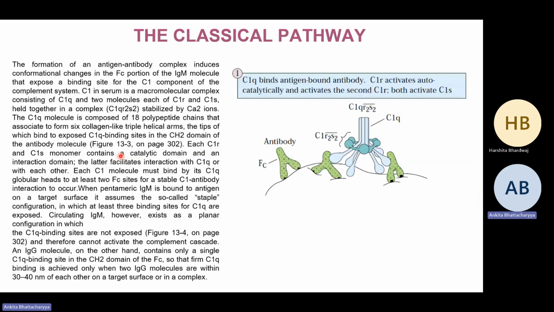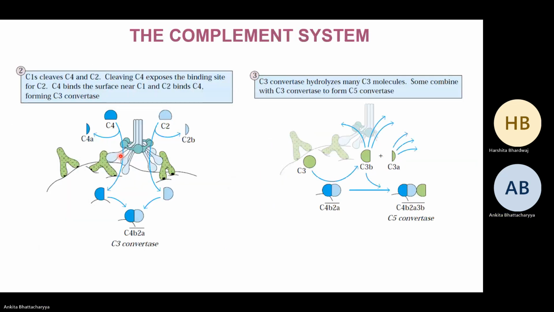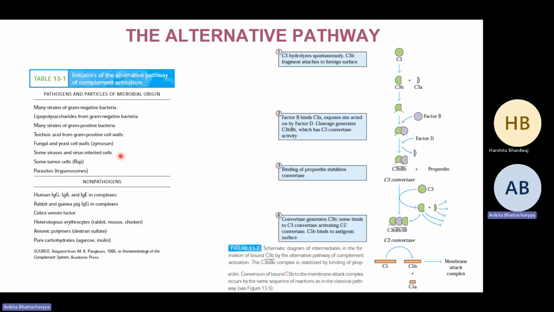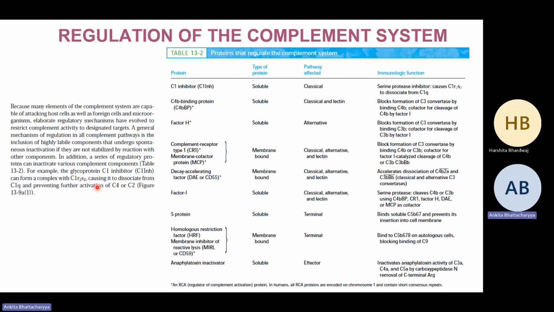I'll not waste time over this. But yeah, these are the substeps of the classical pathway. You can go over it. These were the alternative pathway inducers or initiators, how certain microbial pathogens and non-pathogens both participated in this substep. The regulators of the complement system, especially the shorter segments that are generated as the result of cleavage in each subsequent step.